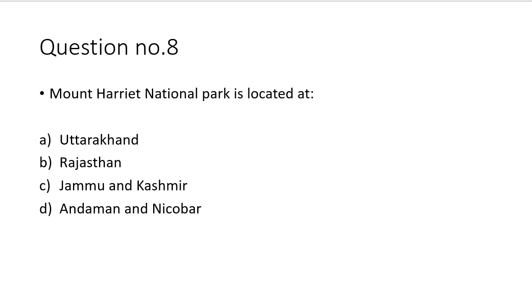Question number 8 is about the national park, right? Again, a location based, map based question. The Mount Harriet National Park location. It is located in which of these following locations of India? Uttarakhand, Rajasthan, J&K, and Arunachal Pradesh. So the right option is Arunachal Pradesh. Sorry, Andaman and Nicobar. D.